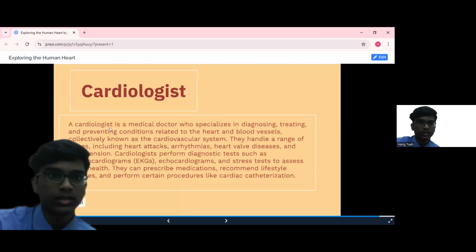Finally, we will be looking at the specialization. Cardiologist. A cardiologist is a medical doctor who specializes in diagnosing, treating, and preventing conditions related to the heart and blood vessels, collectively known as the cardiovascular system.